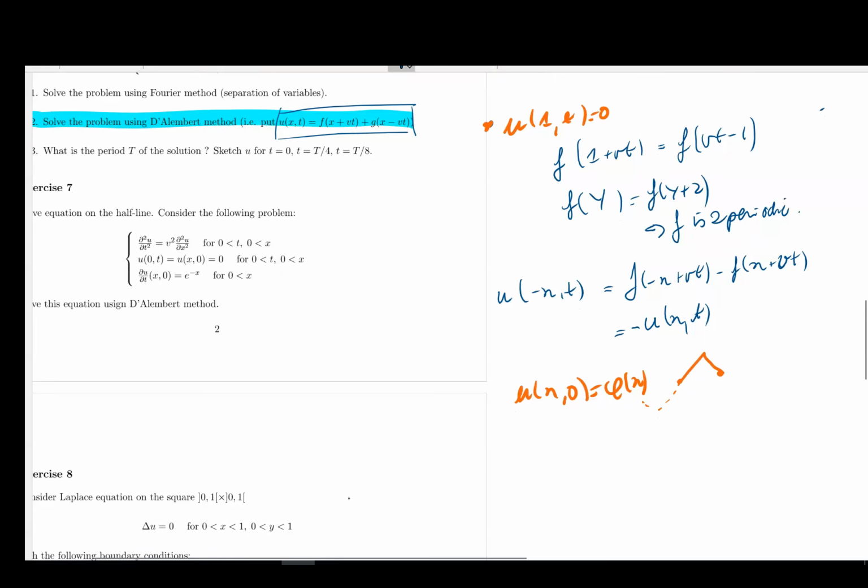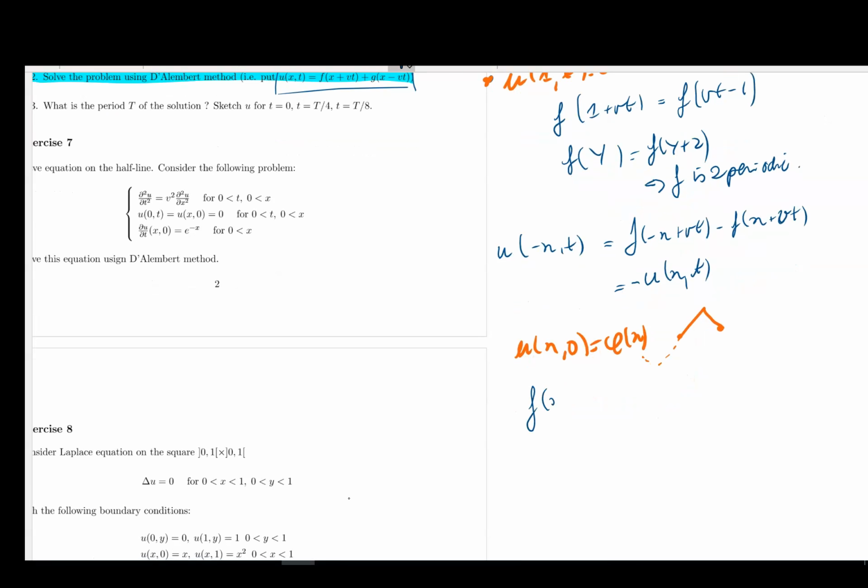So that just means that f of x minus f of minus x is equal to this phi of x. Okay, so again, if we use the odd extension, this is what we have. So we have what our f function looks like. Okay, we can really obtain that from the phi function.